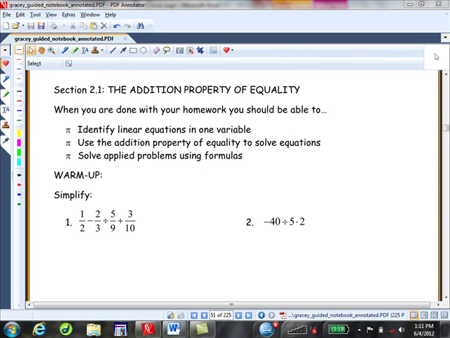Hi there, students. Today we're going to be continuing the Blitzer text for section 2.1, the addition property of equality. So what we're going to be doing now is learning how to solve linear equations in one variable and everything that goes with that. So why don't you go ahead and pause the movie and do the warm-up.